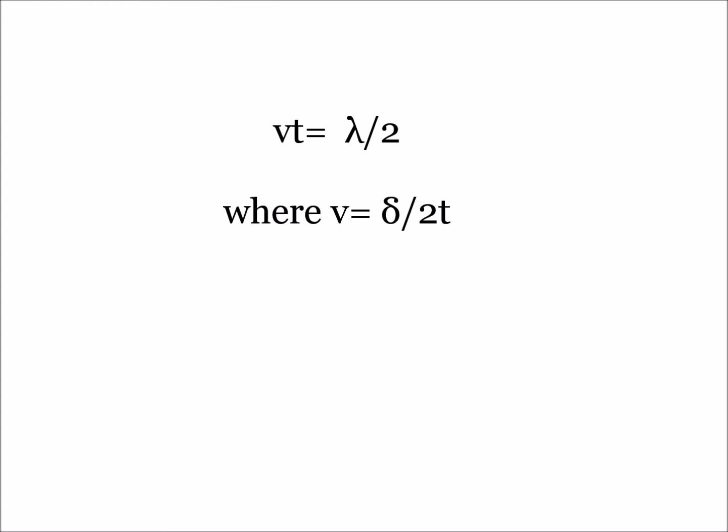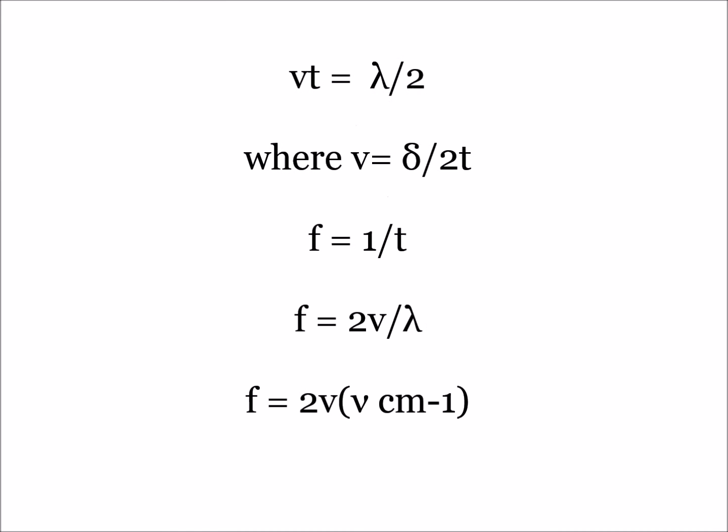The cosine function reaches its maximum and minimum when the movable mirror is situated at a distance of 1/2 the wavelength of the radiation. The time t it takes for the mirror to move that distance at constant velocity v, where v is equal to delta over 2t, can be summarized by the following equation: v times t equals lambda over 2. The frequency of this signal is simply equal to 1 over t, which when solving the above equation for t and plugging it in, results in the equation f equals 2v over lambda.